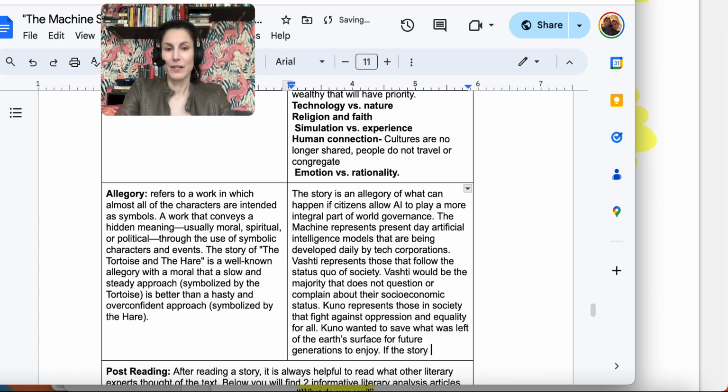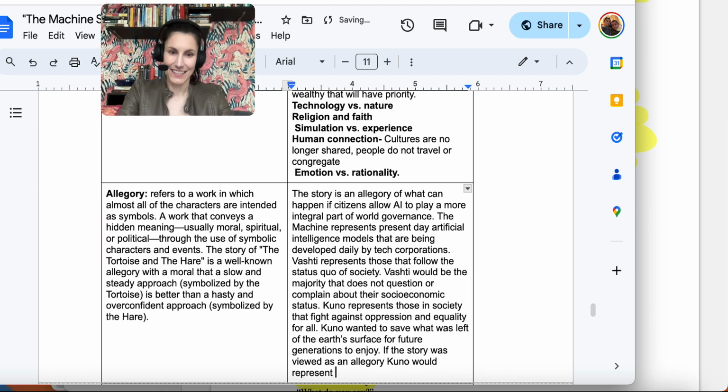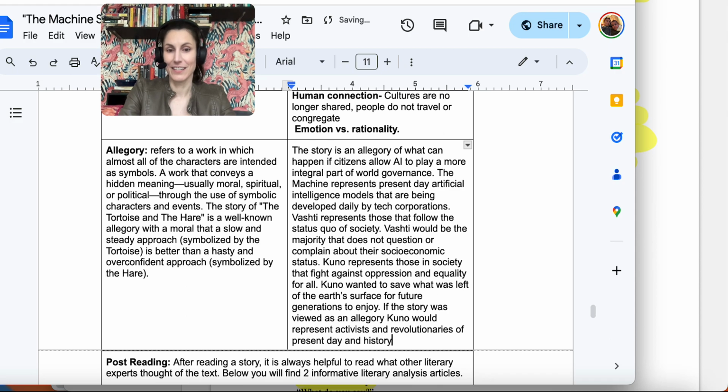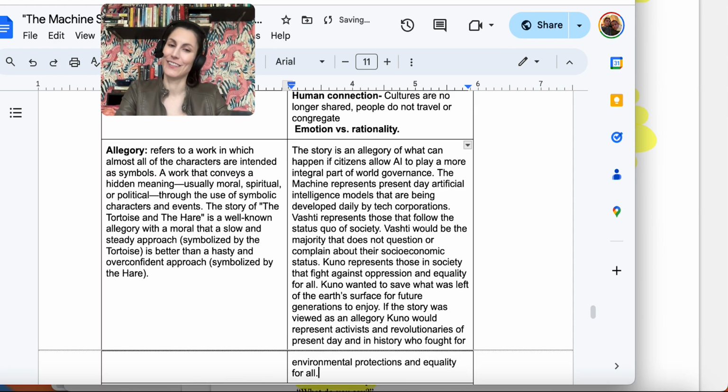If the story was viewed as an allegory, Kuno would represent activists and revolutionaries of present day and in history who fought for environmental protections and equality for all.